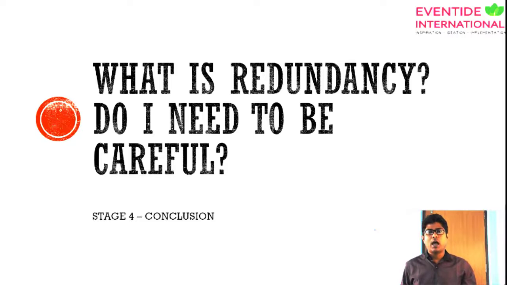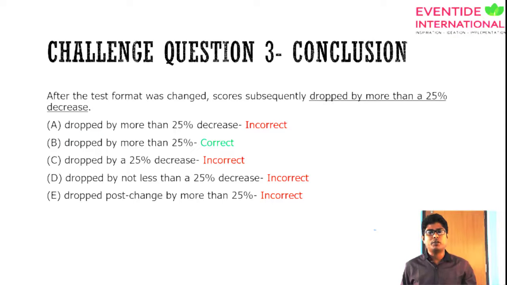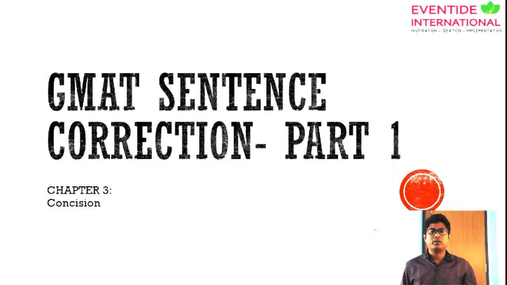To conclude, our correct option would be option B, which states, after the test format was changed, scores subsequently dropped by more than 25%. It doesn't have extra usage of words. Hence, through redundancy, we can conclude option B is the correct option. Remember that redundancy is one of the easiest things that you will need to cover in the GMAT sentence correction segment. Whenever you see extra usage of words, strike off the option. This is how redundancy works.